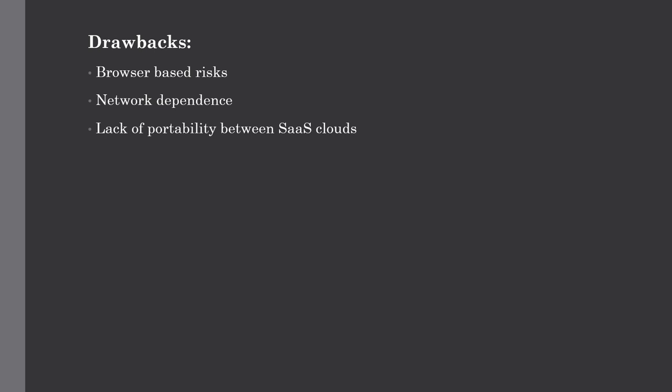The next drawback is network dependence. The SaaS applications can be delivered only when the network is continually available and the network should also be reliable. But the network reliability cannot be guaranteed either by the cloud provider or by the customer. So it can be a drawback of the SaaS model.